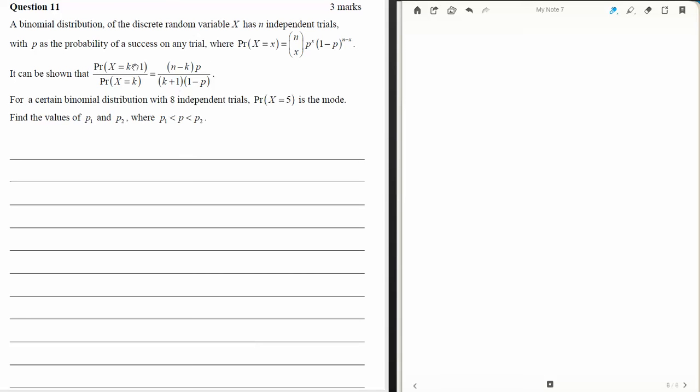Okay, so the probability of k plus 1 divided by the probability of k can be seen as this. For a certain distribution of 8 trials, therefore I know that n equals 8. And the probability that X equals 5 is the mode.